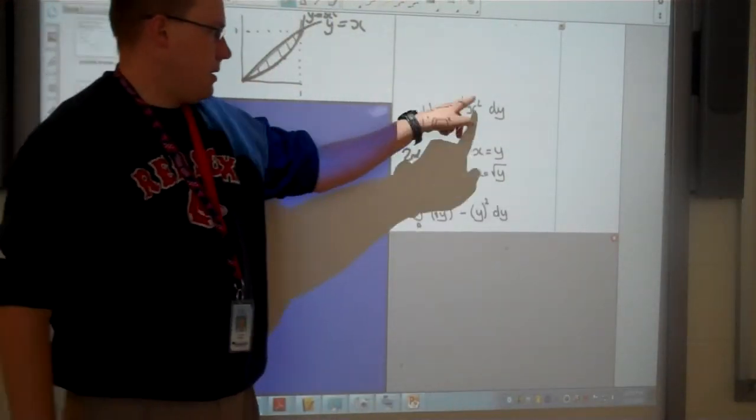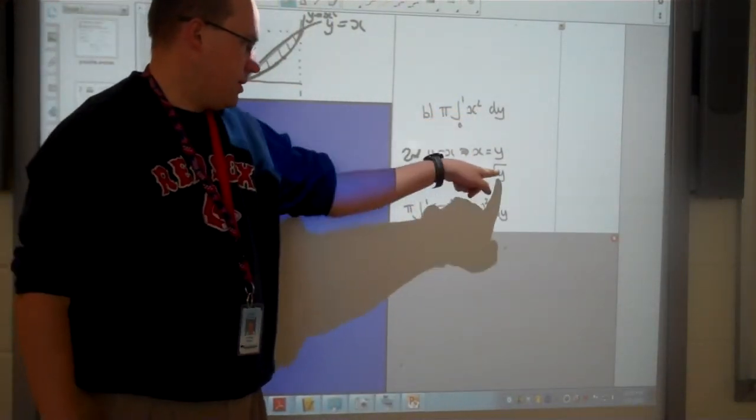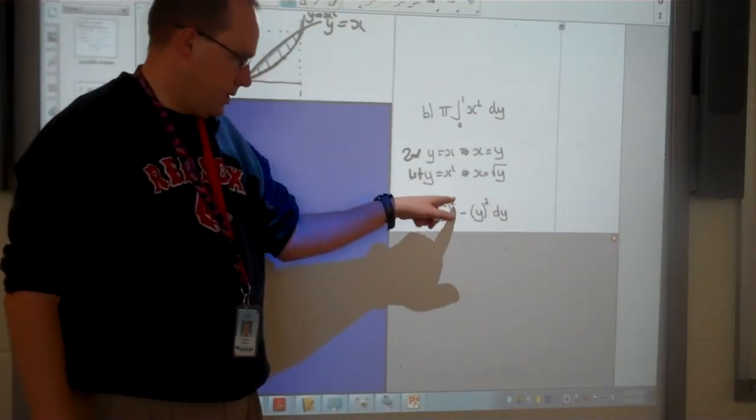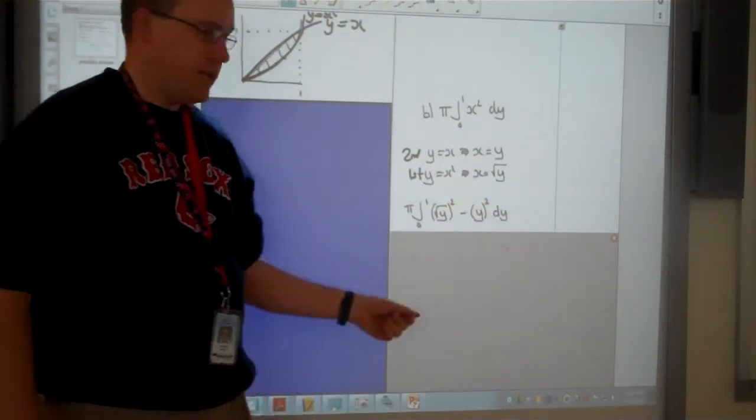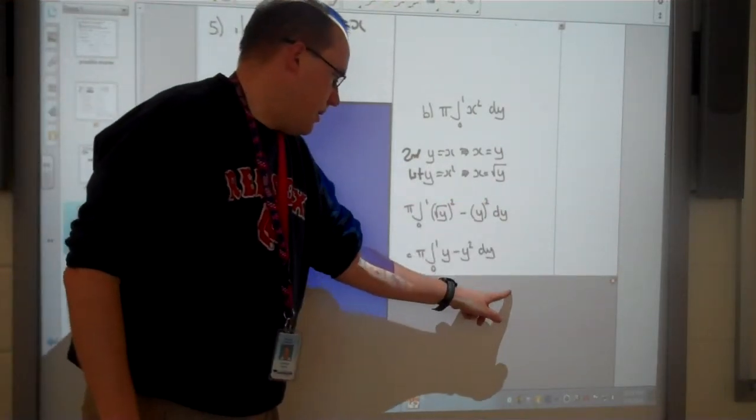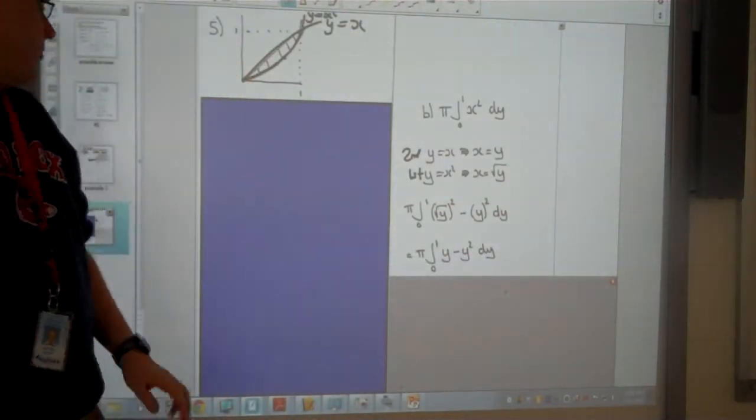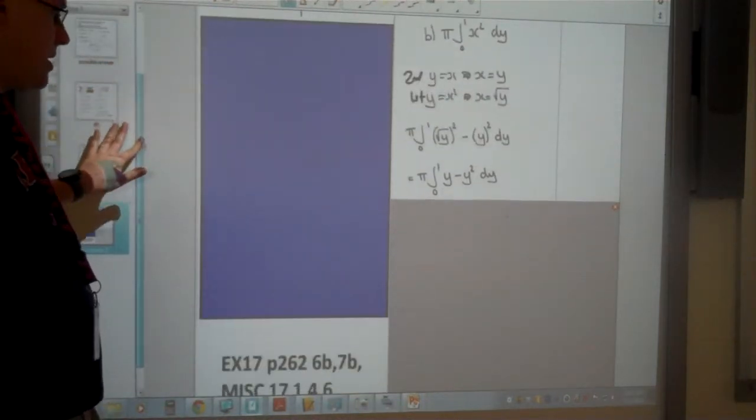So for each one, pi, take the x value and square it. I'm going to do this one first. So pi, square root of y, squared, minus, and then the second one, x equals y, and then square that. And then if we work out both of those things, the rest of the question should actually be fairly easy to work out.